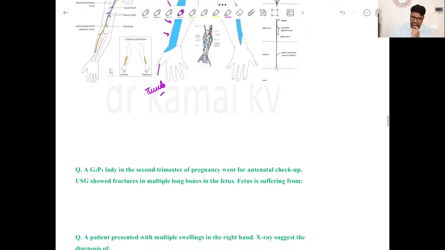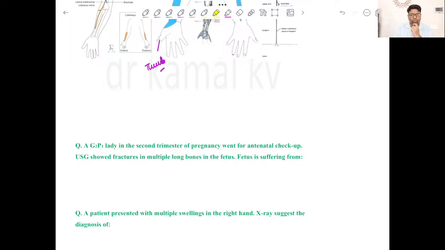Very good question. Chalo. Then there was a lady who went for antenatal ultrasound, and on ultrasonography it was found that the fetus is having fractures in multiple long bones. Now what can be the condition with which the fetus might be suffering? Multiple fractures in long bones, straight away you can go to the diagnosis of, yes, anyone?